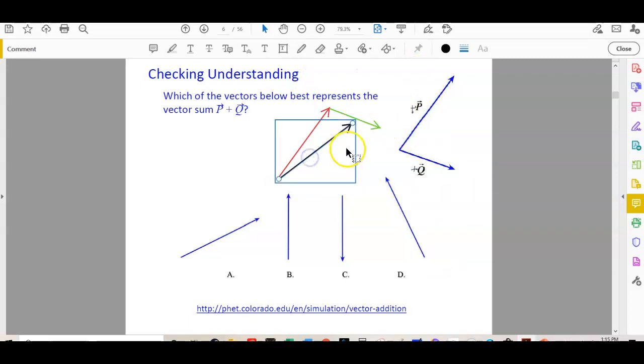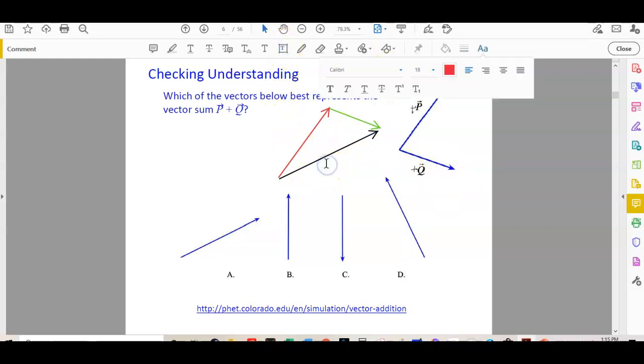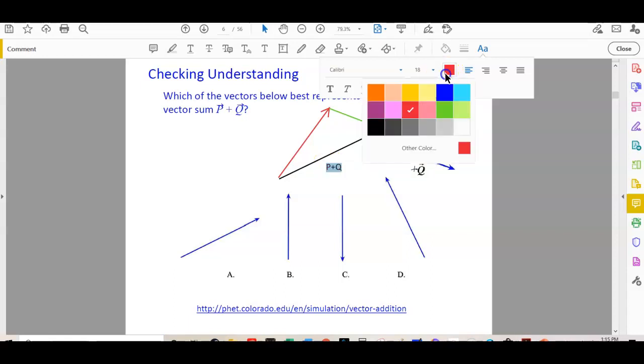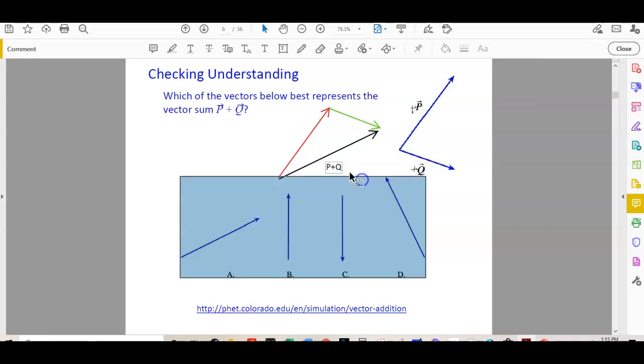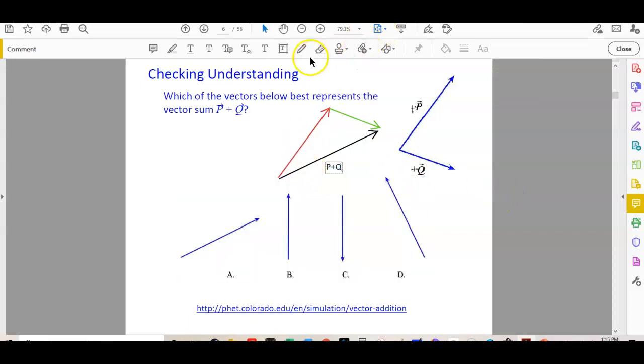So I'm going to take the tail of that, and then I'm going to stretch this out to the head of this. And so that is the resultant vector, and that is P plus Q. I'm going to call this P plus Q. All right, and I'm going to make that black. So that is the resultant vector, okay, which looks a lot like A.